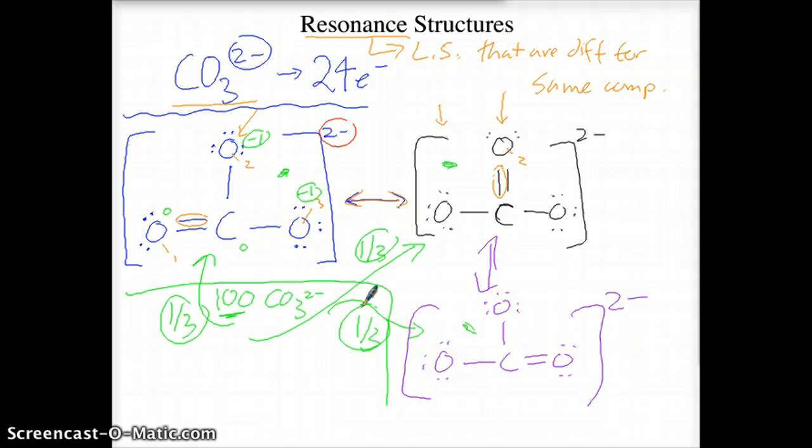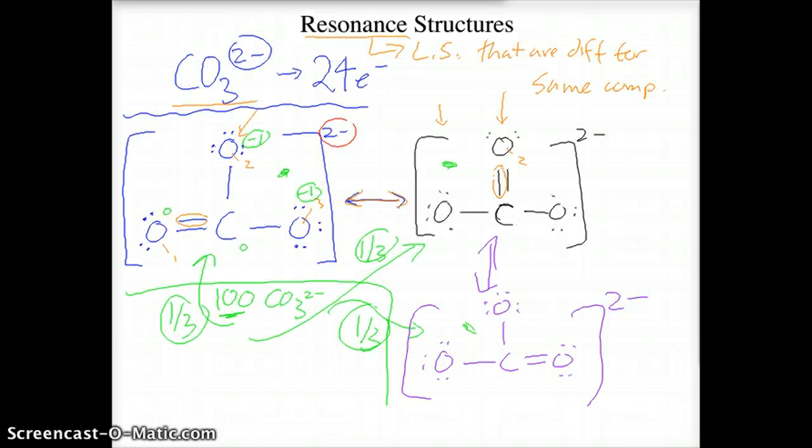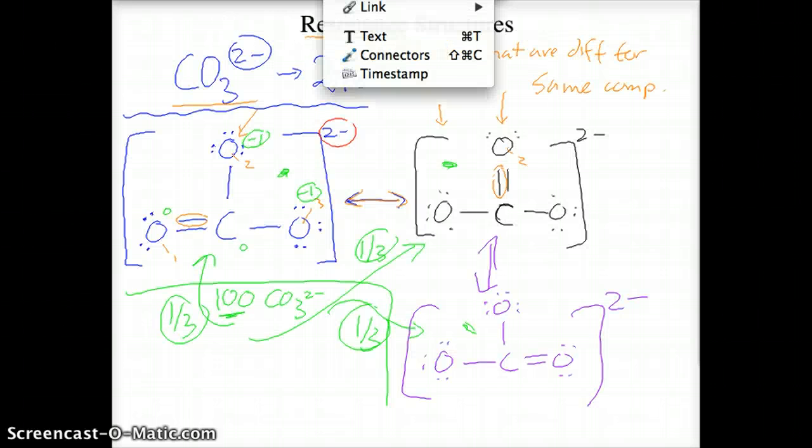But let's say they weren't equivalent energetically. How could we figure out which structure is most likely to exist? Well, in order to do that, okay, we need to pay attention to 2 things.